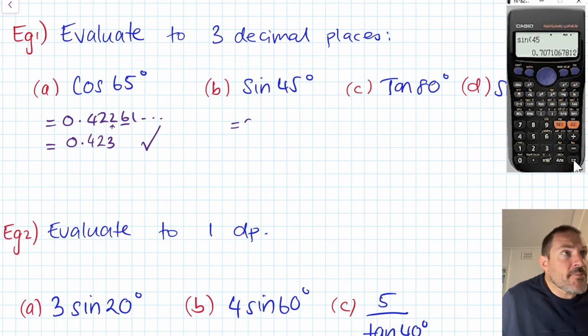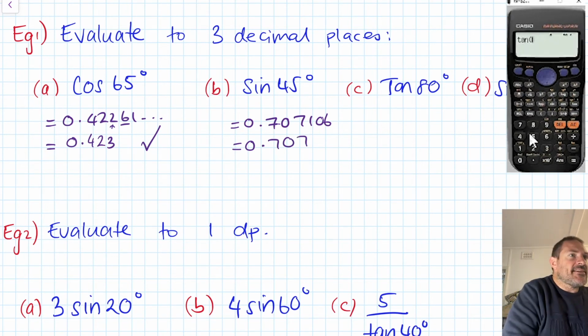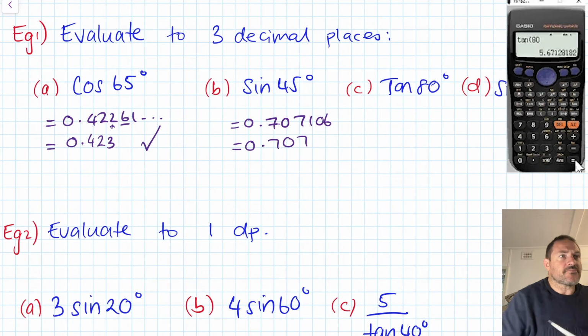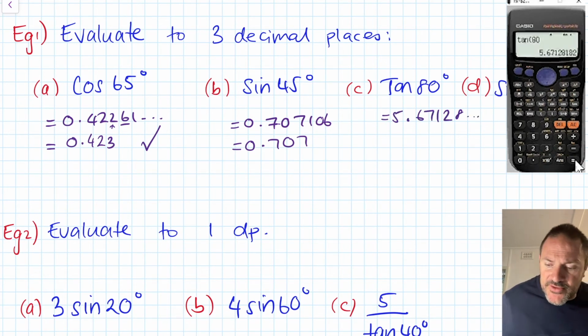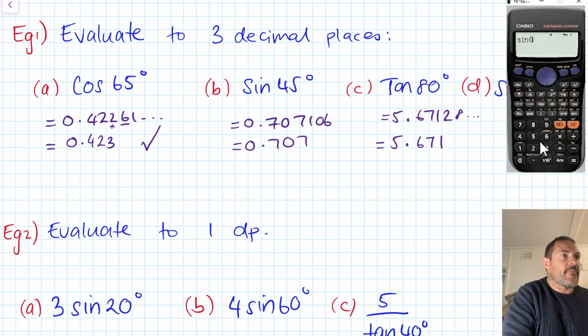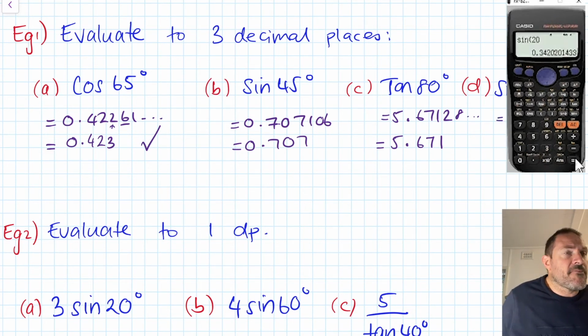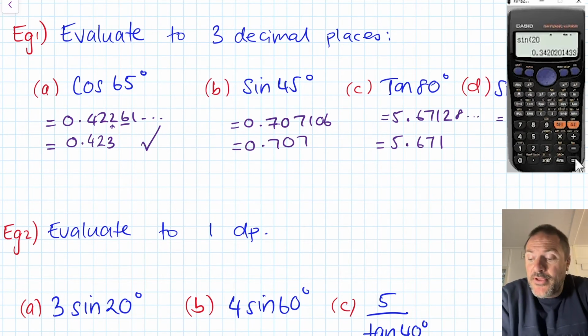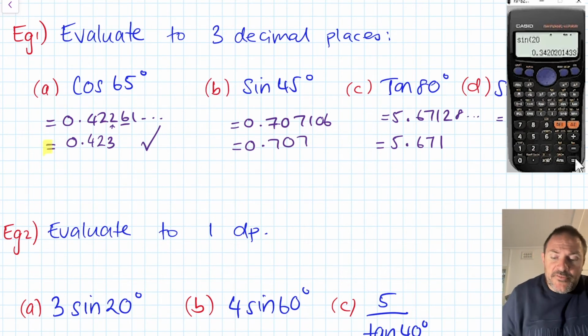We get 0.707106, so that would be 0.707. If I go to 1080 now, 1080, I get 5.67128... so equals 5.671. Now you might be saying, sir, can I just write the answer out? By all means, go for it. I've got no dramas, you can do that whatsoever. Sine 20 equals, we get 0.342. I'm just going to write the answer at that time myself. So there you go. They're the answers for the first 4 questions.